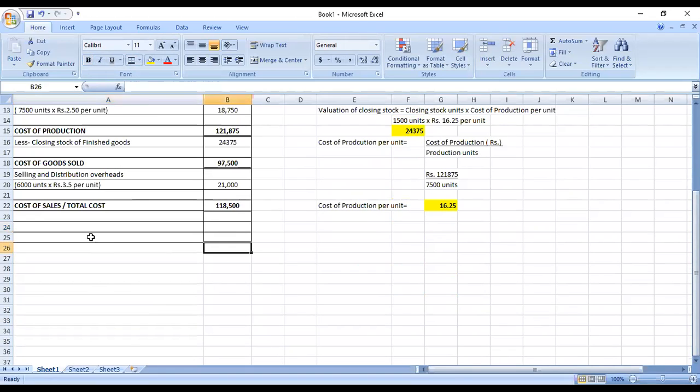Then what is the next one, student? Sales, or selling price. Is any information given about the selling price or sales? Yes, sales is already given in the financial accounts, because sales will not be different. The information is already given, that is 48,000. So find out the difference.